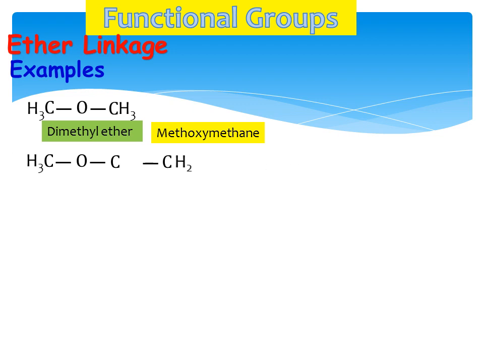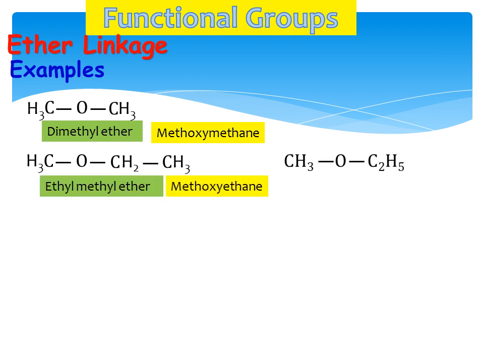But the situation is different when you have 2 different R groups over here. So O will go with the smaller group CH3, and CH2CH3 will be named as ethane. So the IUPAC name is methoxyethane and the common name is ethyl methyl ether. In that particular situation, in common names, you have to follow alphabetical order. E comes before M, so ethyl comes before methyl.